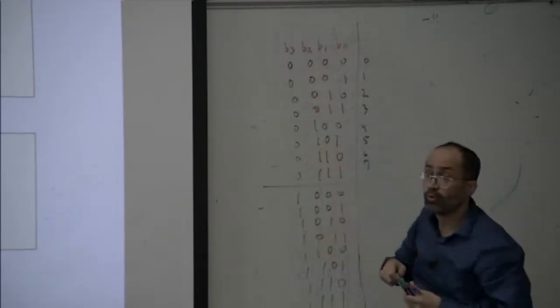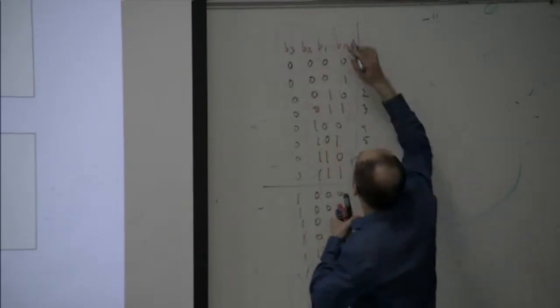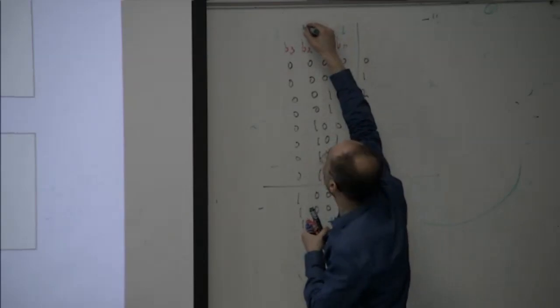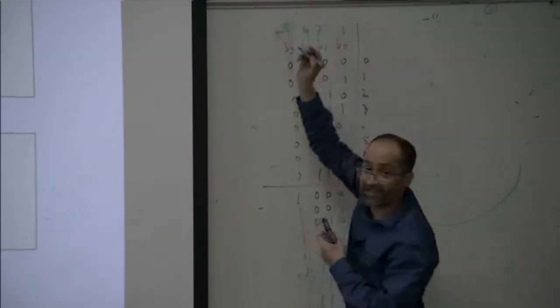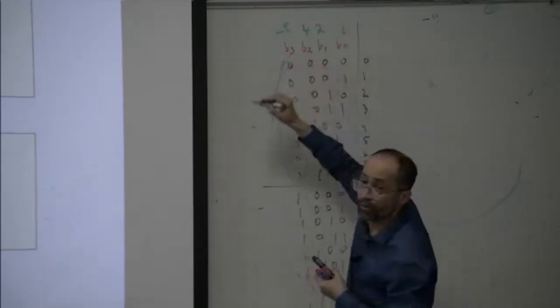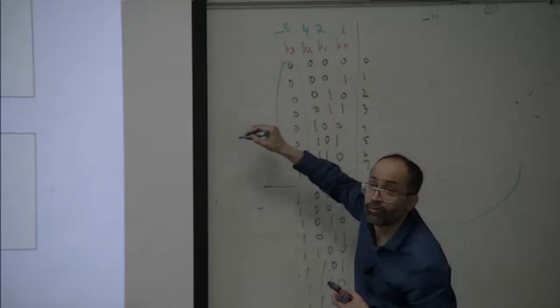The weights are 1, then 2, then 4, and then -8 because of the MSB. So the MSB is 0. Positive or negative?